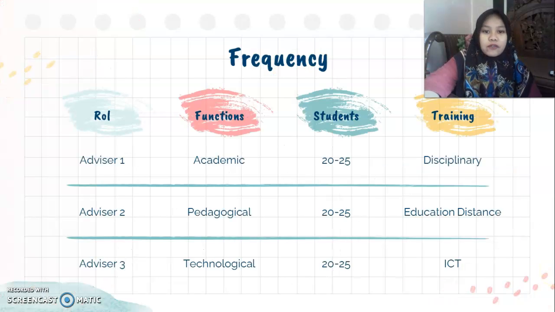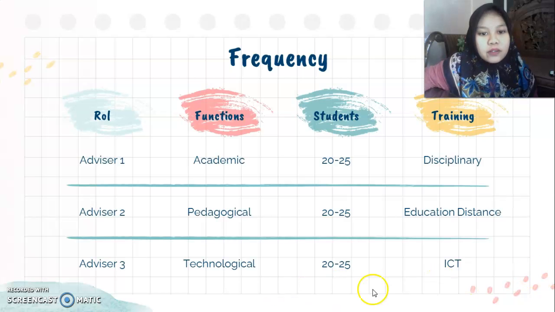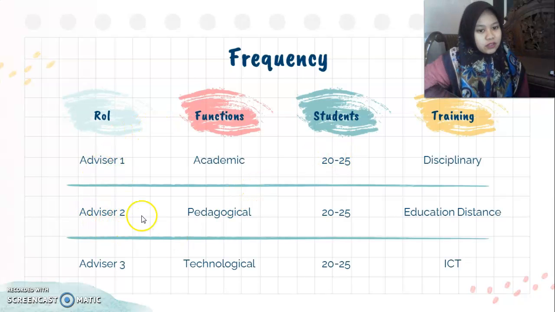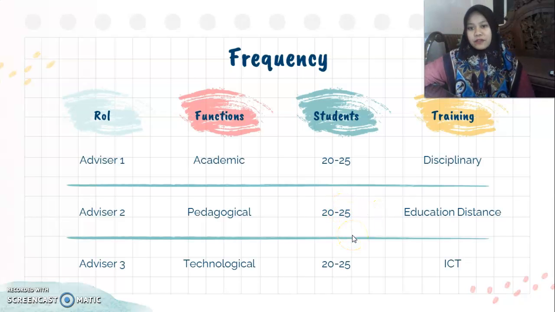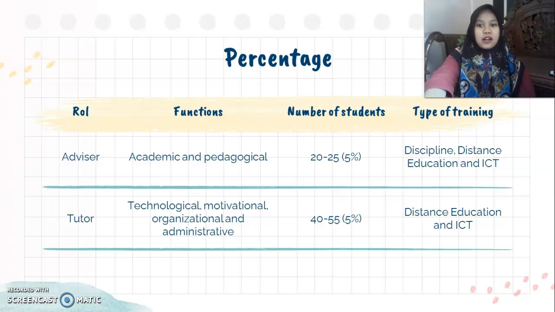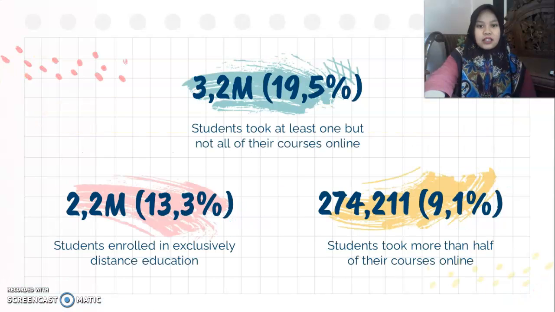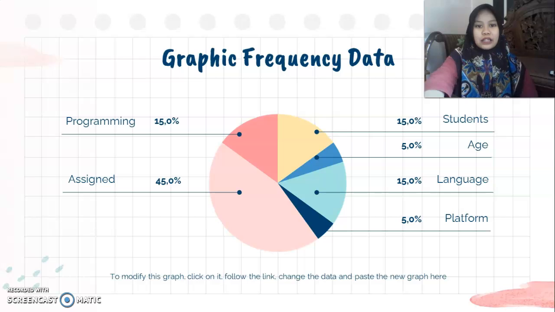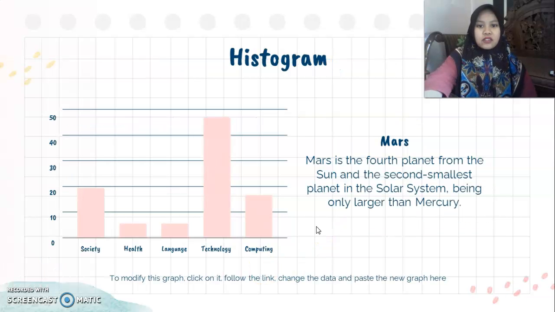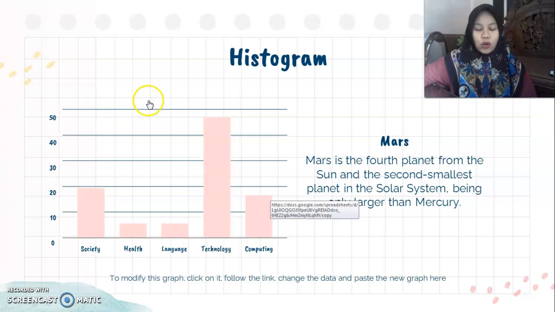First is frequency. Frequency is more focused on showing the numbers of each department. Like for advisor 1 academic, there are 20 to 25 students. And the frequency for advisor 2, there are 20 to 25 students. Next, there is the example of percentage. We can see the percentage of each function in here. Next, it's still the percent. And this is the example of graphic frequency data that we can use in this diagram. Next, histogram. We can use this table like this in data analysis for the quantitative.